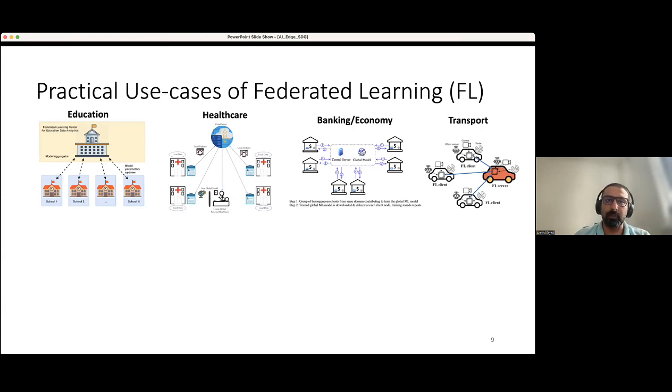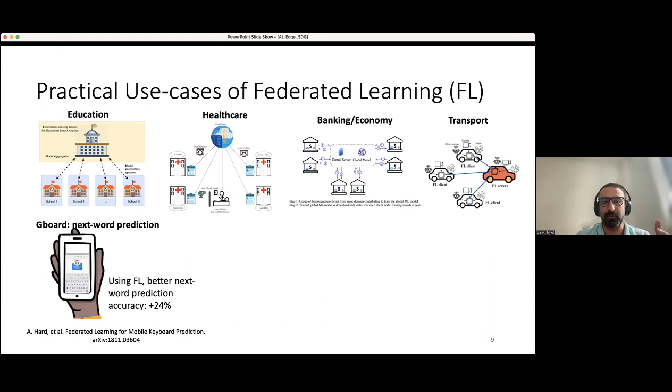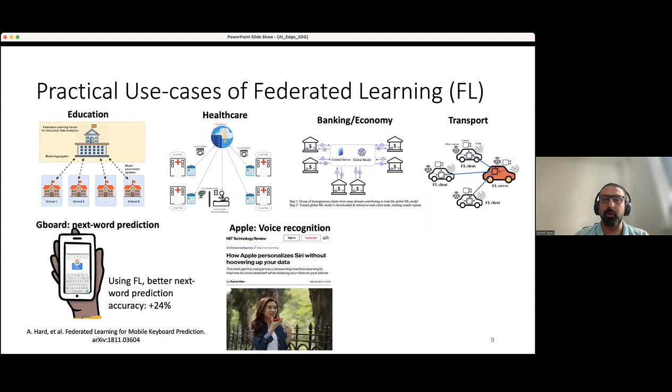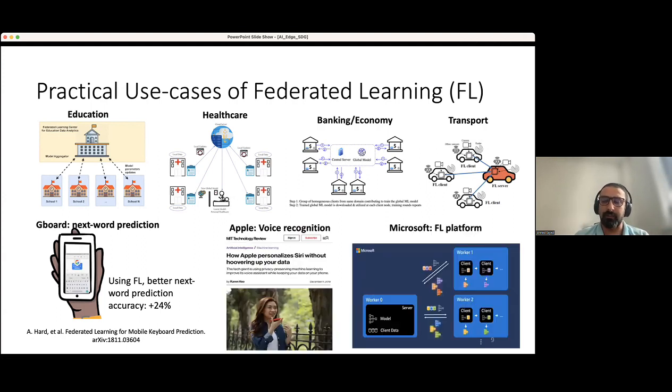So these are the use cases of federated learning, and big tech companies are also the leading users of federated learning. Google is using it for next word prediction on their Google keyboard. Apple uses it for Siri for the voice recognition task, and Microsoft, because it's an infrastructure company, deployed an FL platform that can be used as a service.